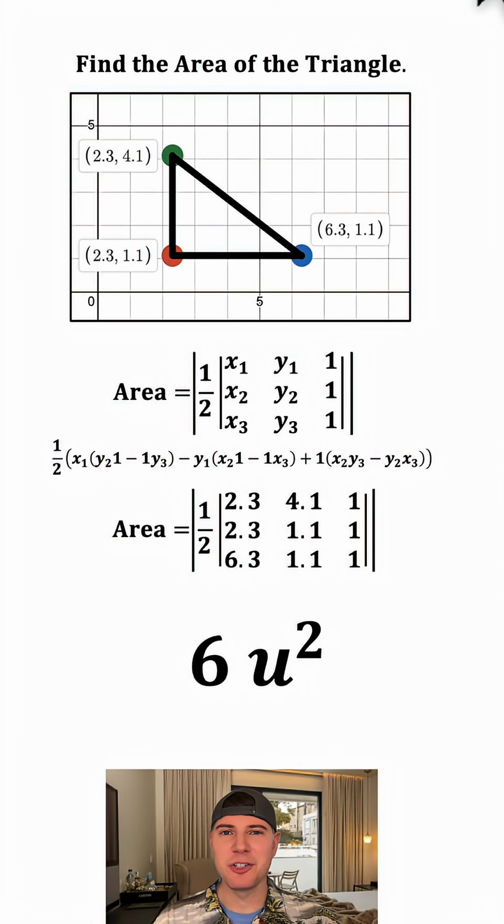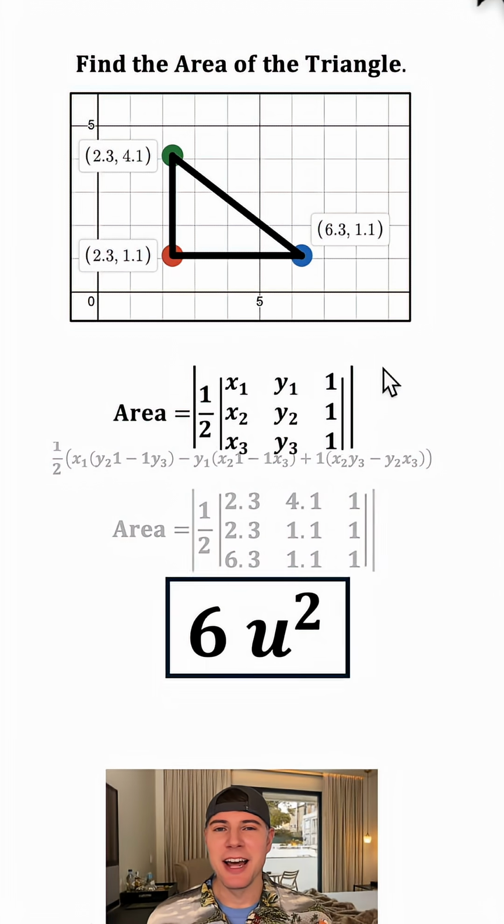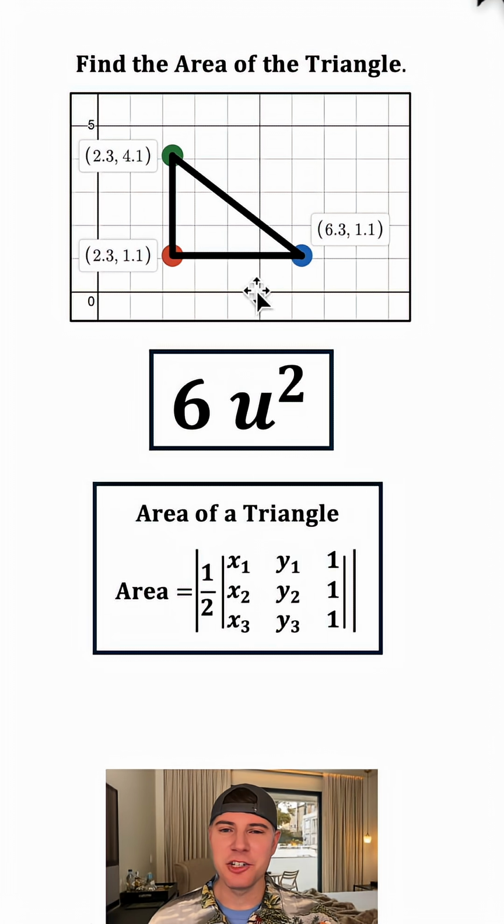Let's give it a label of square units and put a box around it. And that is the answer to our question. The area of this triangle is equal to 6 square units. How exciting. And next time someone tries to count the squares inside of here, you can tell them you know a much easier way to solve it.